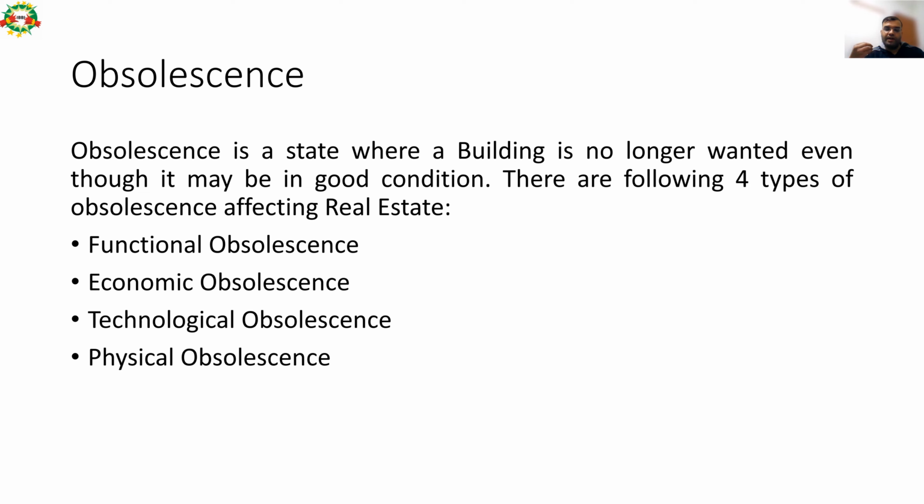The examiner may give you one type of obsolescence, for example, technological obsolescence, and give you 4 options: whether it is functional, economic, technological, or physical. So we have to understand which type of obsolescence falls under which category, and we can easily score. At least 1 or 2 marks question is a must out of this topic.